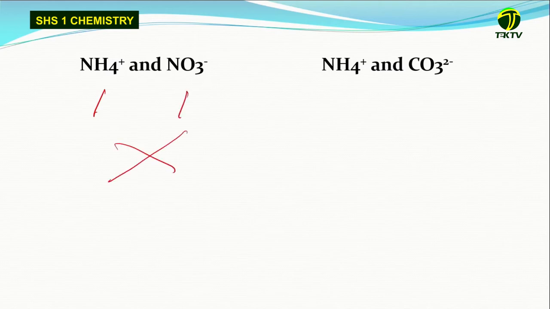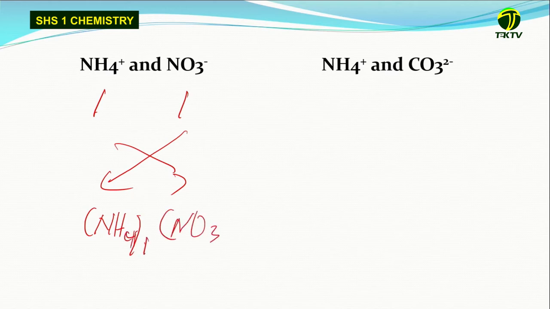When we interchange their combining capacities, we have NH4 with a charge of 1 combining, NO3 also 1. And we see 1-1. So we remove the bracket and obtain the final formula for ammonium trioxonitrate 5 as NH4NO3. So because of 1-1, we have removed the bracket from the two species that combine.